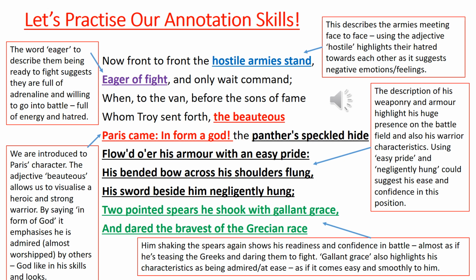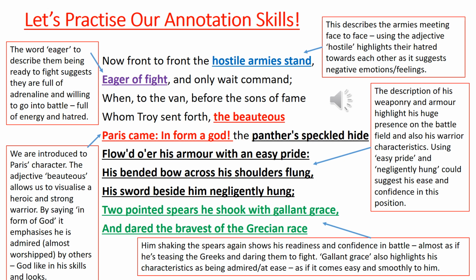So far we're looking at language choices and zooming in on what we can learn about Paris, what we can learn about the soldiers and the situation, and the last 2 lines. So if you press your button again to move on to the box so that it appears in green there, 2 pointed spears he shook with gallant grace and dared the bravest of the Grecian race. So he's almost trying to scare them, call their bluff, and he's almost shouting at them, shaking his shield and his spears at them and saying, come on then, come and fight me. So he's ready, he's confident, and that gallant grace suggests that there's a smoothness to his actions, as if he is comfortable, confident there, and he's feeling brave and strong because he's daring even the bravest of the Greeks to come and fight him.